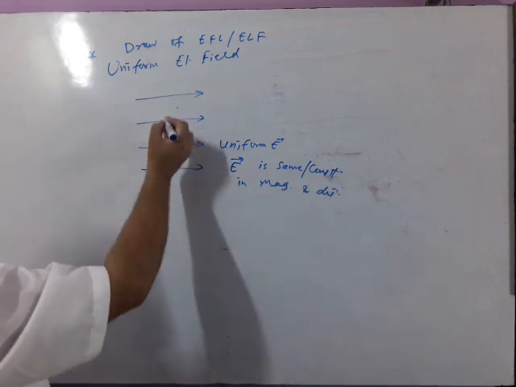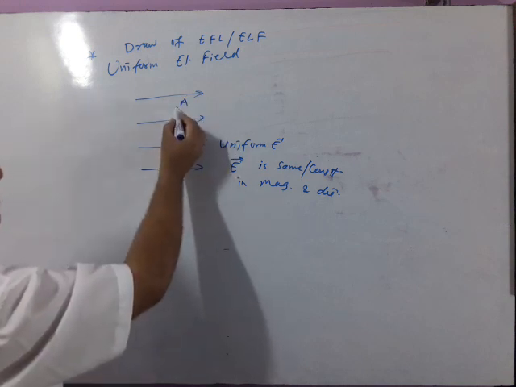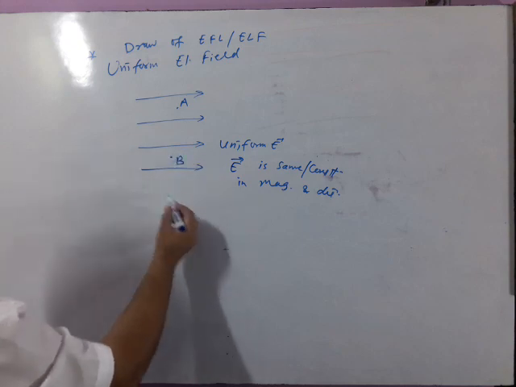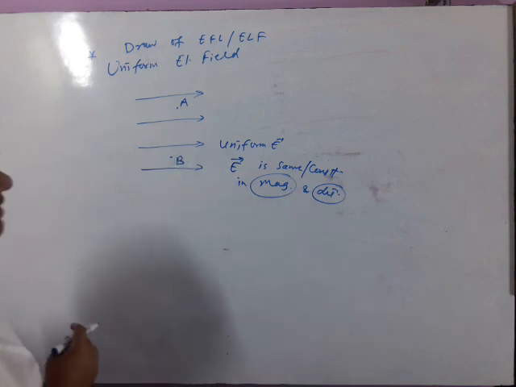Let us say at point A, electric field is 100 Newton per Coulomb left to right. So at point B, it is 100 Newton per Coulomb left to right. Same value, same direction in the region called uniform electric field. Breathe in.